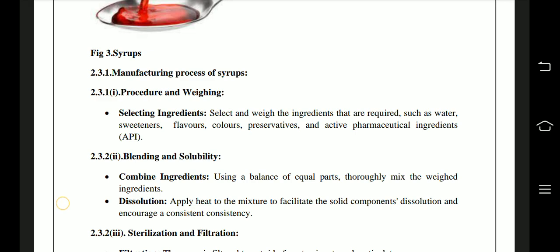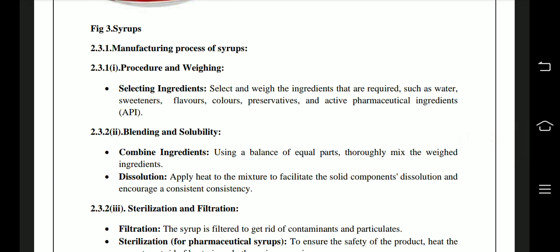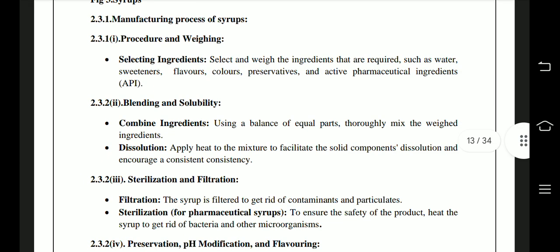Procurement and weighing is the first step of the manufacturing process of syrup. Selecting ingredients: select and weigh the ingredients that are required such as water, sweeteners, flavors, colors, preservatives, and active ingredients.